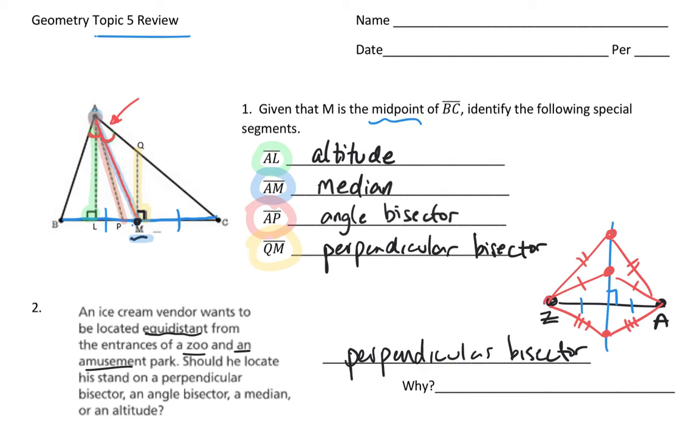I said sides, I meant endpoints. You're going to be equidistant to both endpoints. So since I'm equidistant to 2 points, a zoo and an amusement park, I know that it's a perpendicular bisector. Perpendicular bisectors are equidistant to 2 endpoints. All right, guys, so perpendicular bisector, equidistant to 2 points.